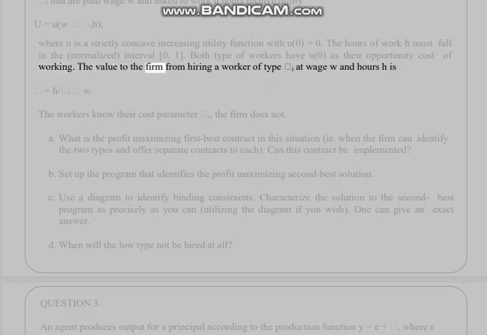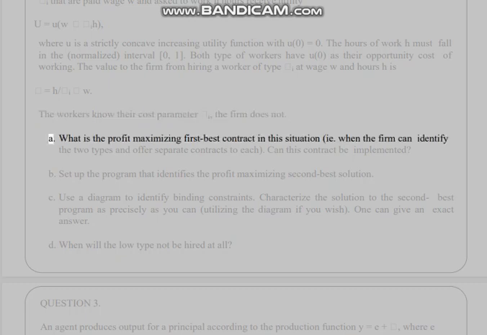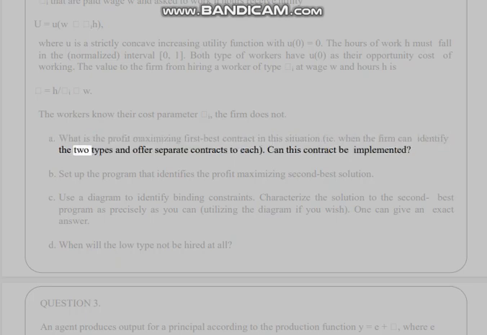The value to the firm from hiring a worker of type i at wage w and hours h is equal to h minus w. The workers know their cost parameter theta_i, the firm does not. A. What is the profit maximizing first best contract in this situation, i.e. when the firm can identify the two types and offer separate contracts to each? Can this contract be implemented?